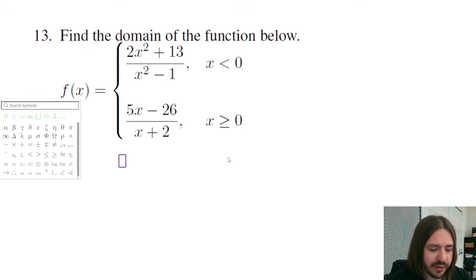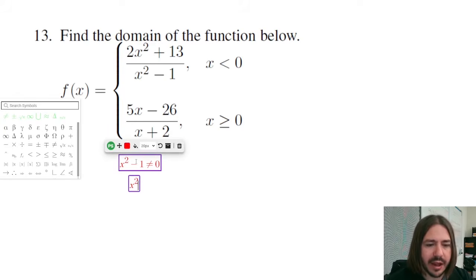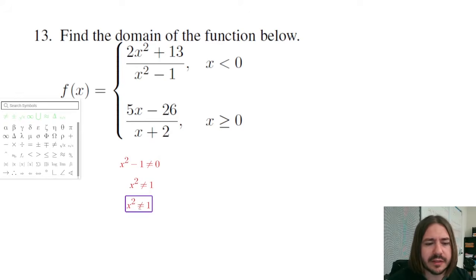So for that first piece, we've got x squared minus 1, and that just can't be 0. Otherwise, we're going to have a divide by 0 error. So if we add 1 to both sides, we're going to get x squared cannot be 1. And if we take the square root of both sides, normally we would get plus or minus 1. But since this piece of the function is only defined for where x is less than 0 anyway, we're only going to keep this negative 1. We're going to ignore the 1 because that's not going to be on this piece.